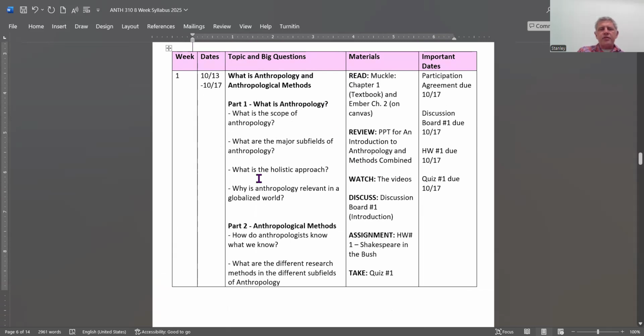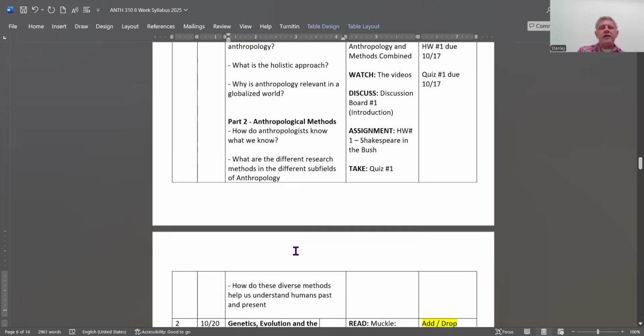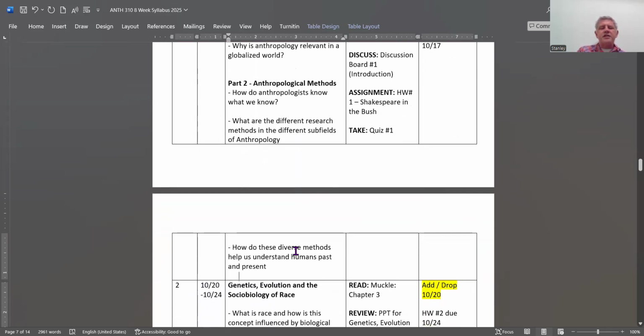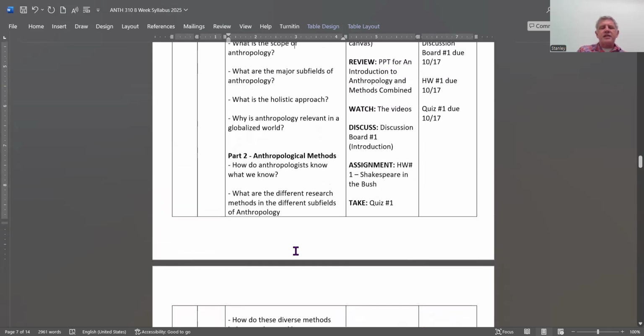So you can see in each week we'll have these discussion questions. What is the scope of anthropology? What are the major subfields? What is the holistic approach? How is anthropology relevant to the globalized world? As well as methodologically, how do anthropologists know what we know? What are the different research methods in different subfields? And how do these diverse methods help us understand humans in the past and present?